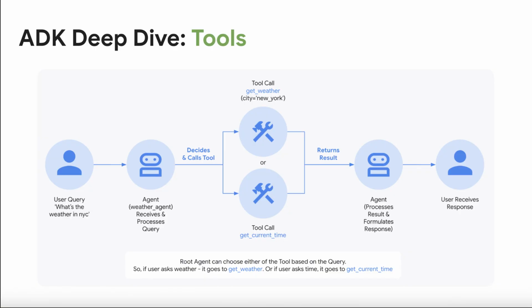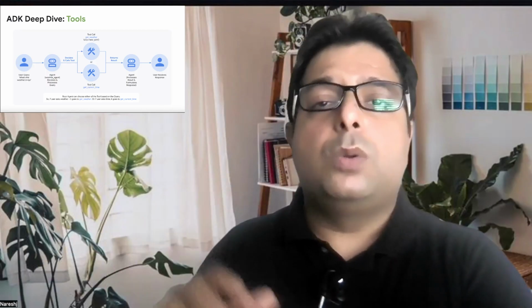All right, so we're going to talk about the ADK deep dive. A tool represents a specific capability provided to an AI agent to perform an action. For example, what is the weather in New York? A weather agent goes and calls for the current time as well as the weather, then processes the results and shows them to the end user. So again, it's very important for all of us to understand that there is a series of steps that an agent needs to take in order to reach a goal.